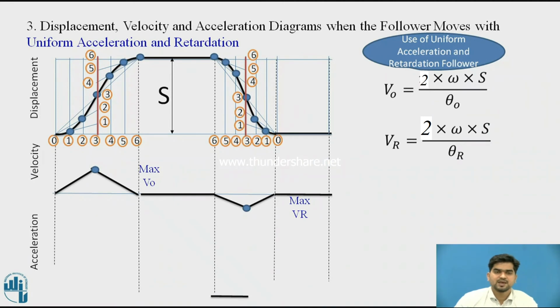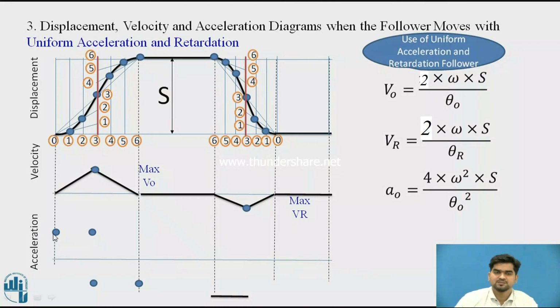Then next is the acceleration diagram. Firstly we have to calculate the acceleration during the outward stroke. By using this formula, calculate the acceleration for the outward stroke. Then mark the acceleration in the acceleration diagram. At the initial point, as the velocity is 0, we are getting the maximum acceleration. So we have to mark the acceleration as maximum at the starting of the stroke, that is the maximum Ao. So we are getting the acceleration diagram like this.